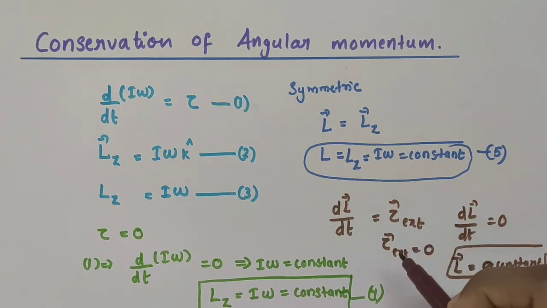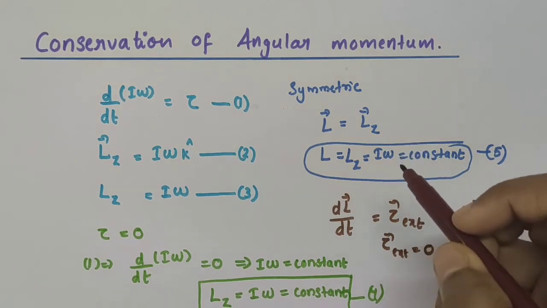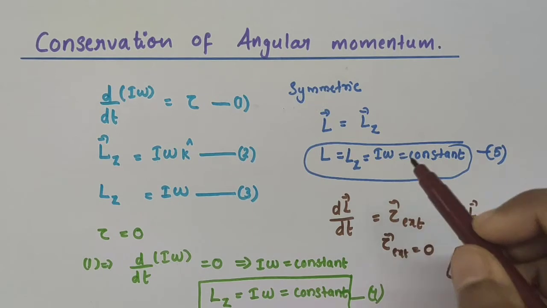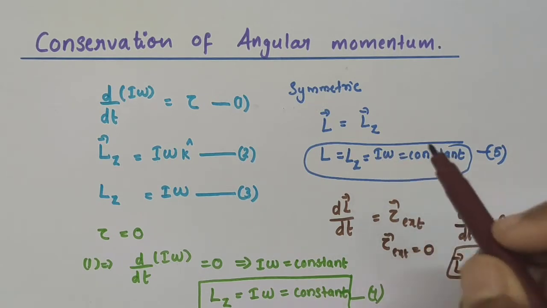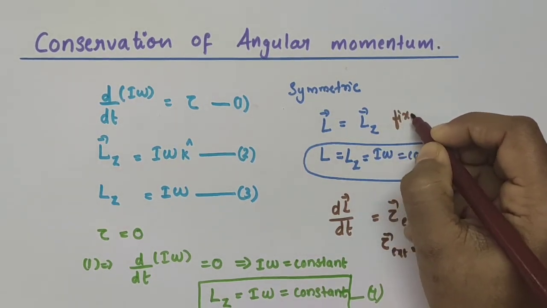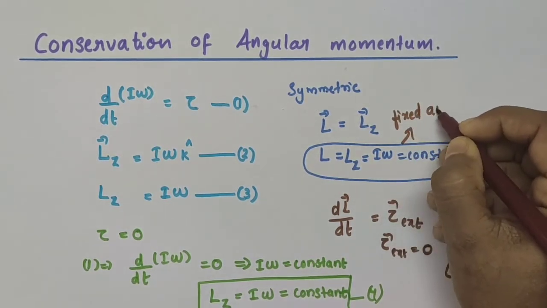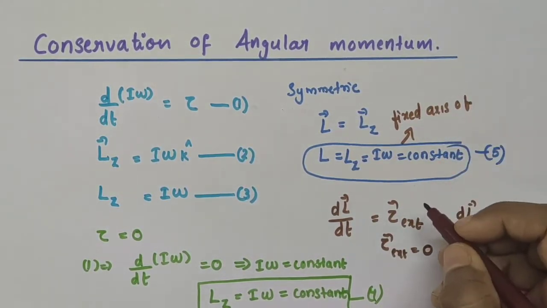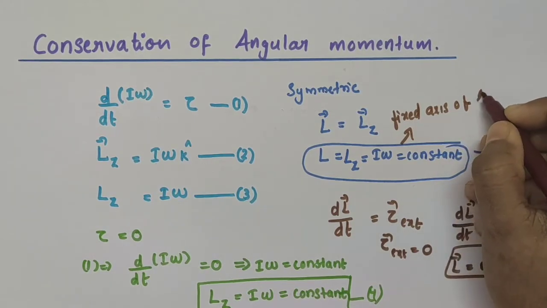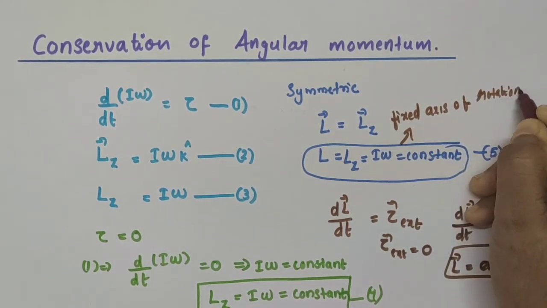That is, if the total external torque on the system of particles is 0, then the total angular momentum of the system, that is vector L, is a constant. That is, it is conserved. This is the general law of conservation of angular momentum of a system of particles. And this equation 5 is the required form of conservation of angular momentum for fixed axis of rotation.